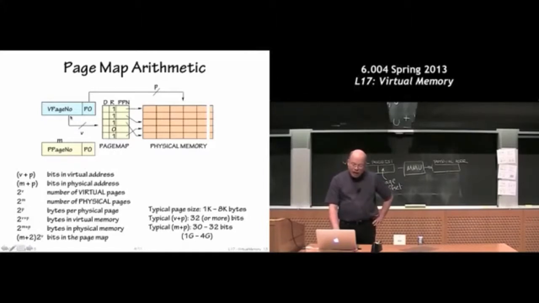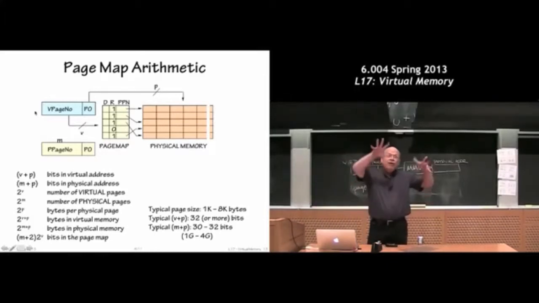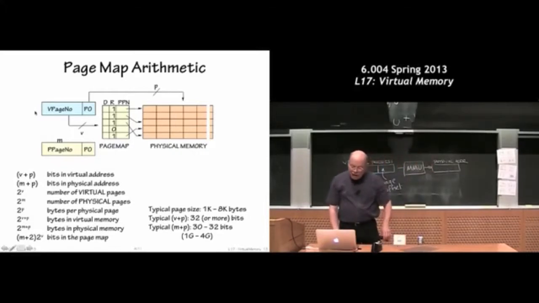The big thing to keep in mind is that I need 2 to the v entries. I need one entry for every possible virtual page number. So if I have v bits of virtual page number, I have 2 to the v different combinations of those bits, so 2 to the v different possible indices into my page map. So my page map can get big if I choose my page size to be small.